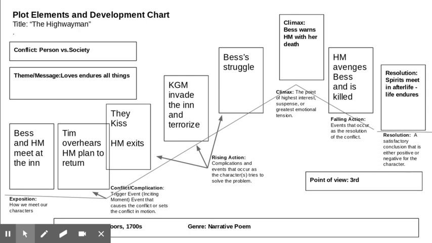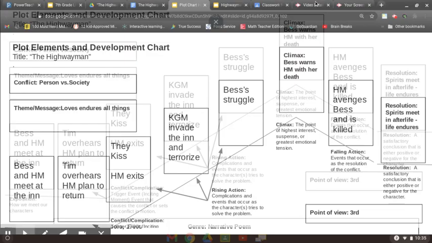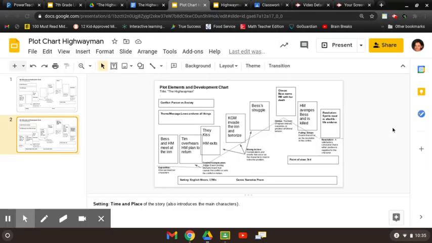The following action, the Highwayman, what does he do with that, right? How does he try to solve this problem? He comes riding in all crazy, waving his sword in the air. He avenges Bess, and he is killed for doing so. But the resolution is their spirits still continue to meet in the afterlife. And I want to put instead here that their love endures. I put their life endures, but rather it is their love that endures and continues on.